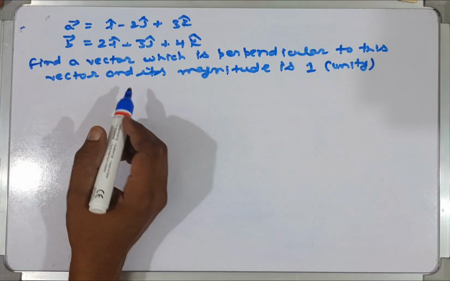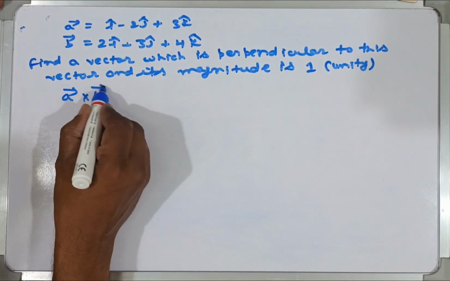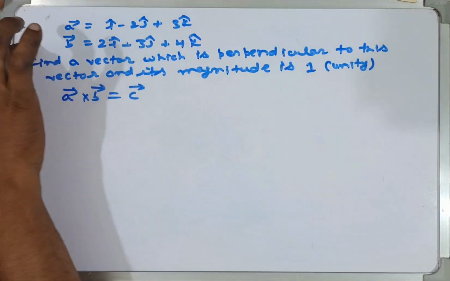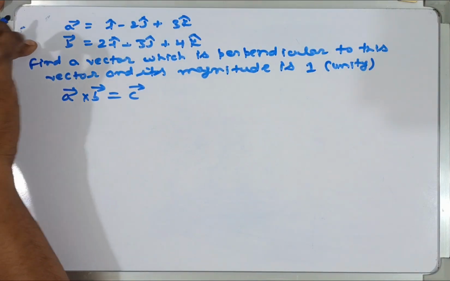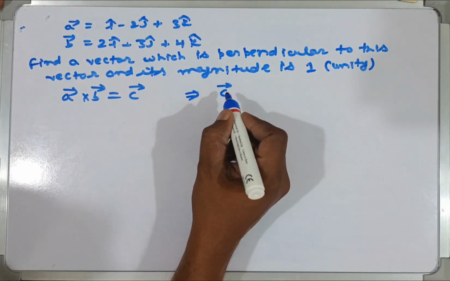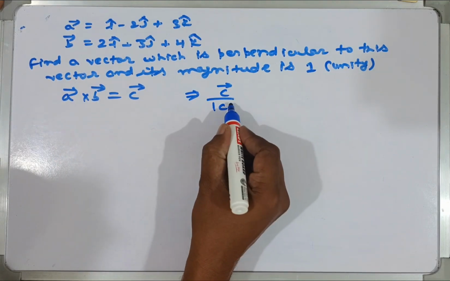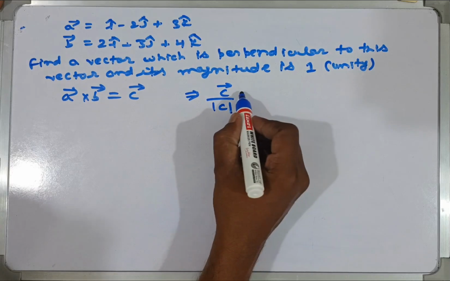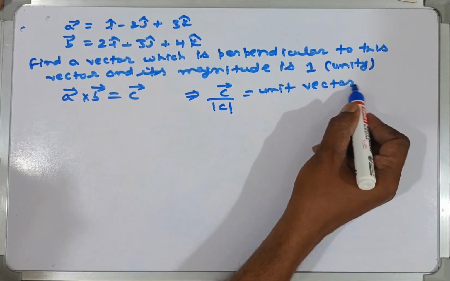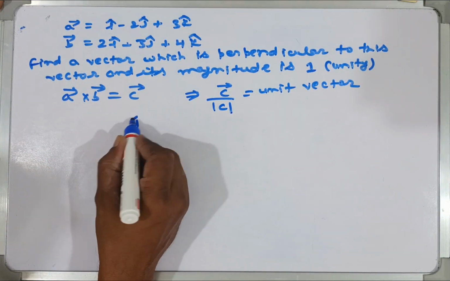Okay guys, so how to find that vector? As you know, A cross B will give you a vector C which is perpendicular to these, and if you want to find the unit vector of the C vector, you must divide by the magnitude of this vector. So this one is a unit vector. So how could you find it? We use the determinant rule here.